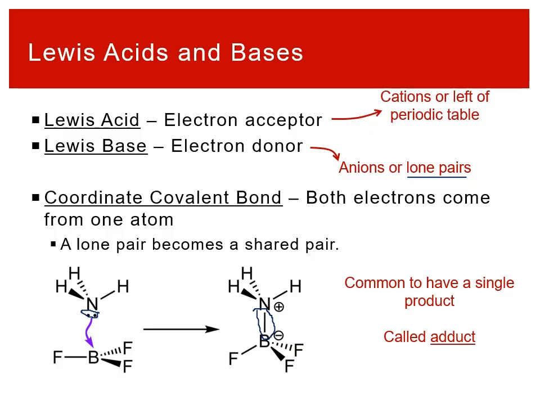Coordinate covalent bonds are not as stable as, say, full shared covalent bonds because you have this kind of donation. It's not an equal sharing. So these molecules, they still are molecules, but we call them adducts, which signifies how they form.